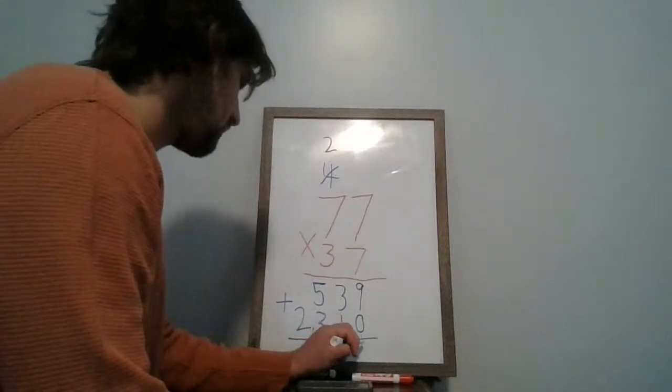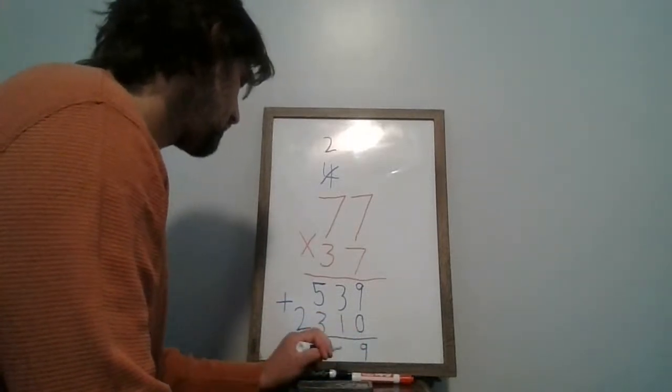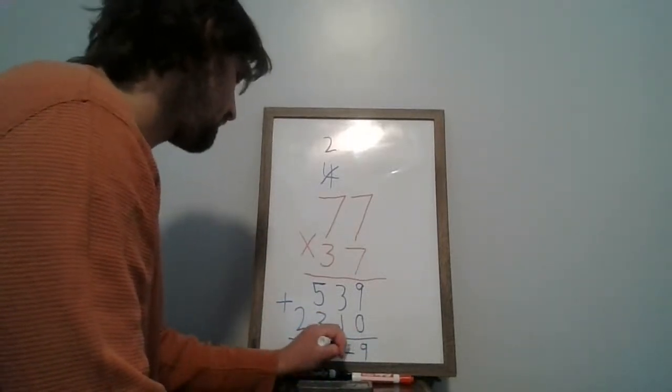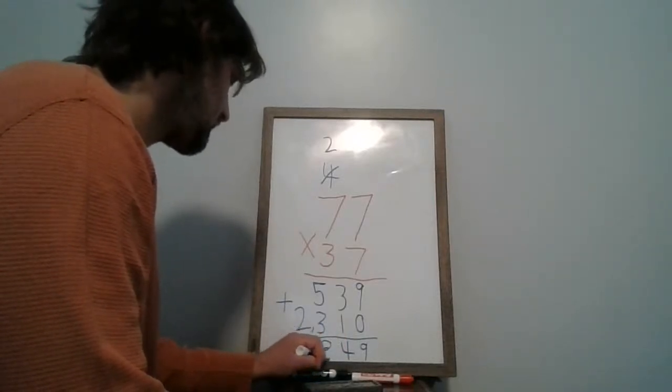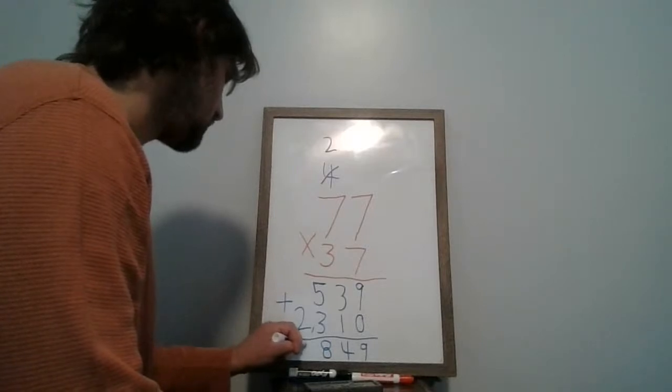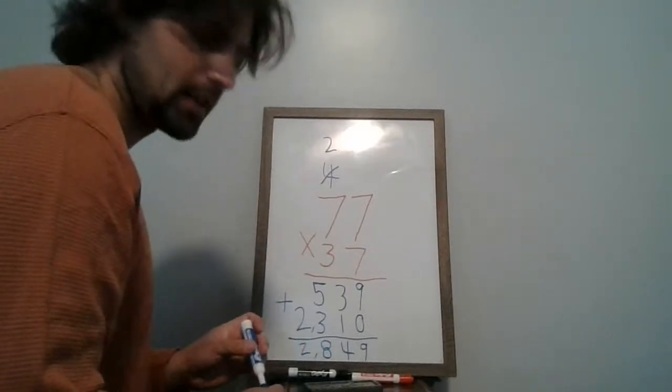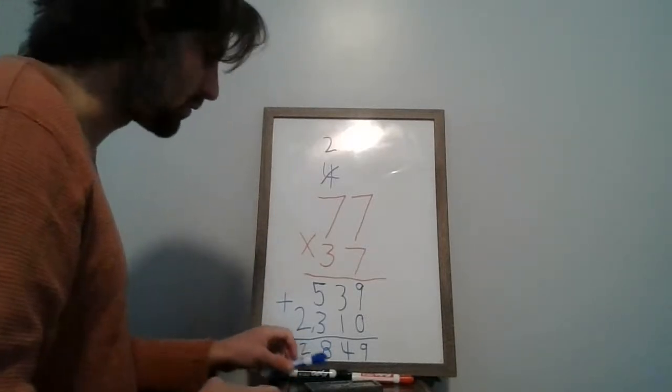So 9 plus 0 is 9. 3 plus 1 is 4. 5 plus 3 is 8. 0 plus 2 equals 2. So our answer is 2,849.